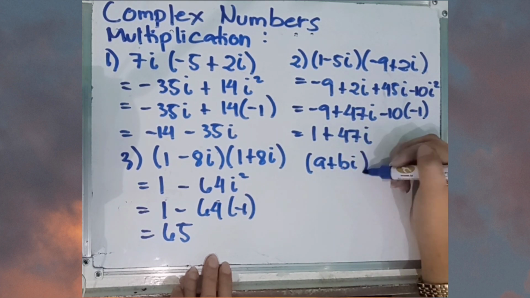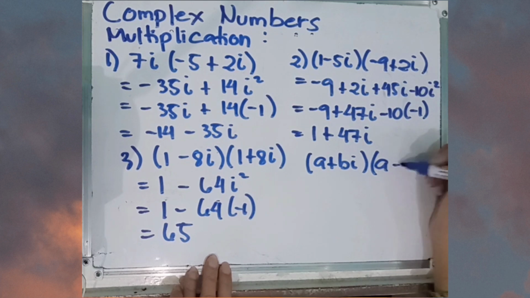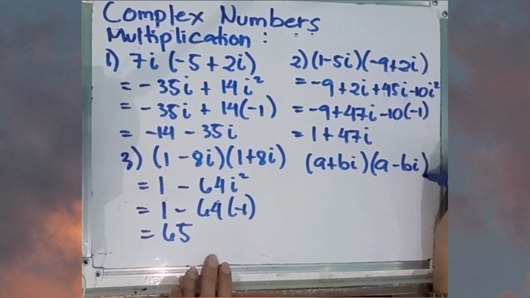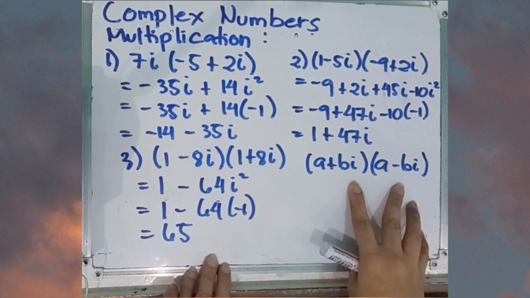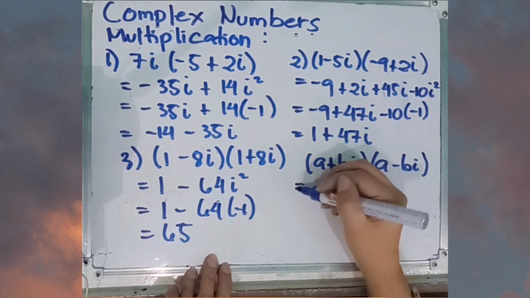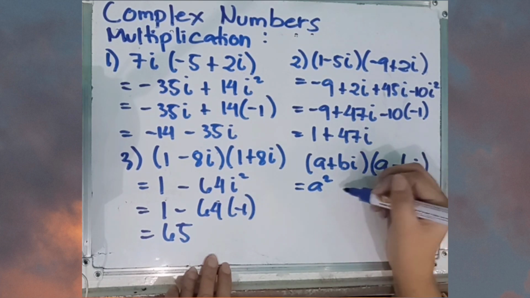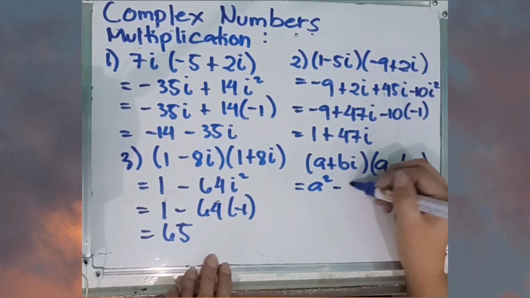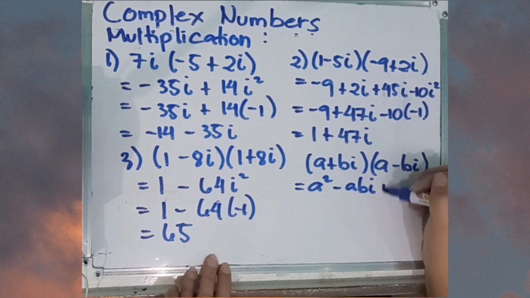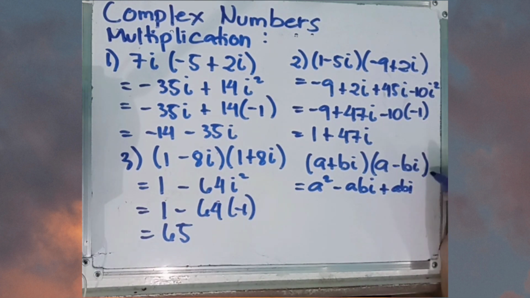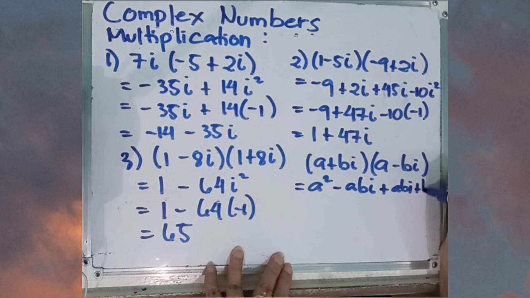Now, in general, if we have the product of conjugates in polynomials, it's the product of the sum and difference of two terms, but here for complex numbers it's the product of conjugates. So again, if we use the FOIL method, that's a squared. Outer will give us abi. Inner will give us positive abi. And last, that will give us positive bi squared, or b squared.